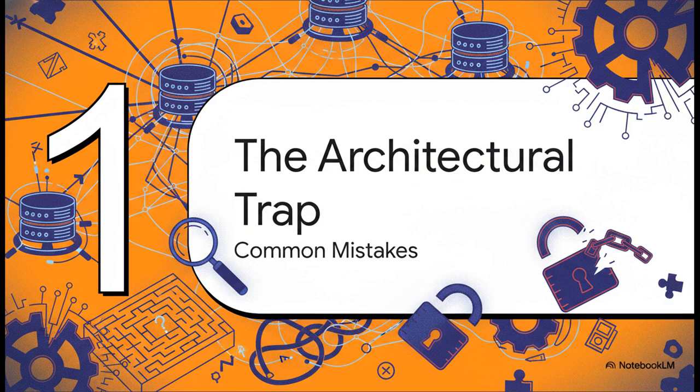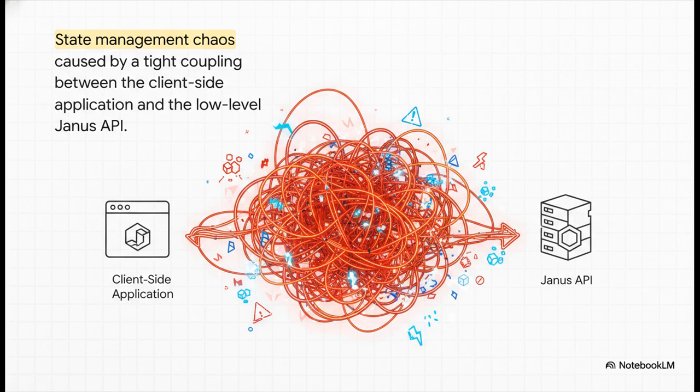Let's talk about this architectural trap that so many projects fall into. This is really where everything starts to go sideways, and it's so important to understand why. The real problem, the absolute core of it, has nothing to do with media or codecs. It's all about state management. See, the most common mistake people make is creating this really tight coupling between their client-side app, the code running in the browser, and the low-level Janus API. This direct line of communication creates total chaos when you're trying to manage the state of your sessions and connections.